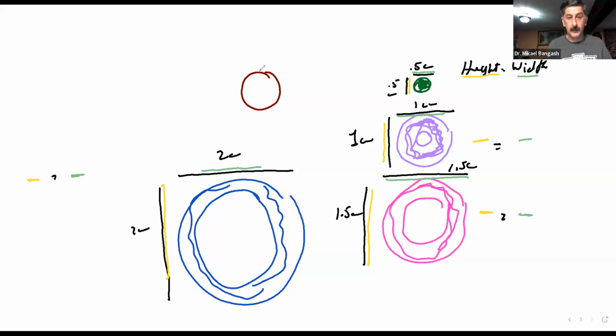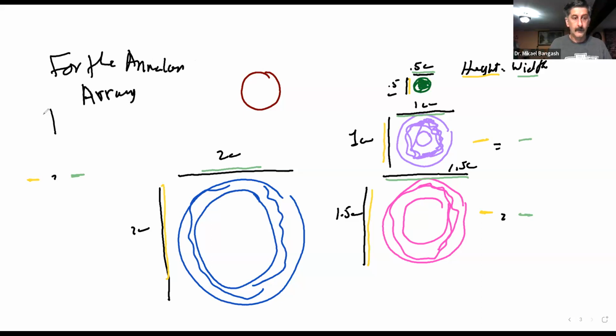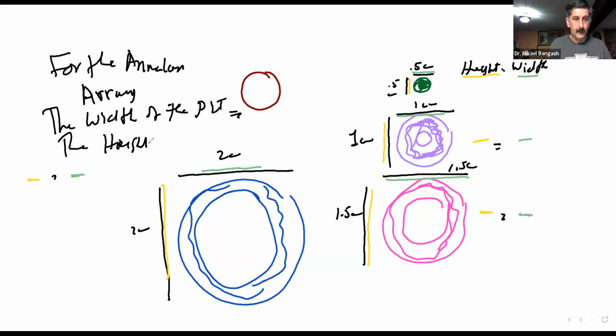So just remember, ladies, for the annular array, the width of the PCT is going to be equal to the height of the PCT, for each individual PCT or crystal.